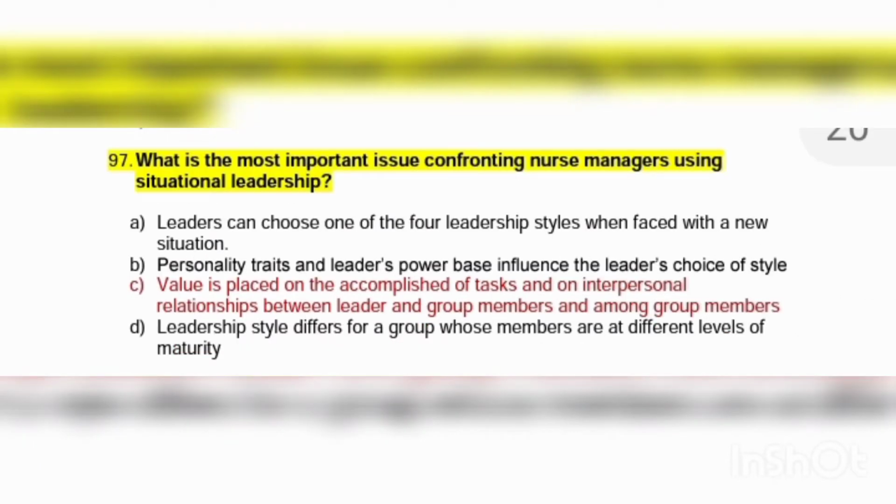Next question. What is the most important issue confronting nurse managers using situational leadership? Option A. Leaders can choose one of the 4 leadership styles when faced with a new situation. Option B. Personality traits and leaders' power base influence the leader's choice of style. Option C. Values placed on the accomplishment of tasks and on interpersonal relationships between leader and group members and among group members. Option D. Leadership style differs for a group whose members are at different levels of maturity. Option C is the right answer.